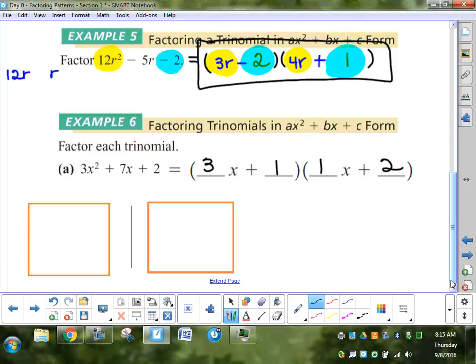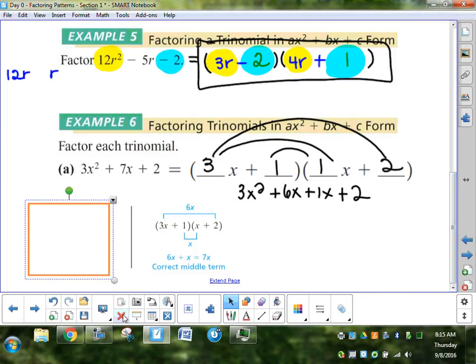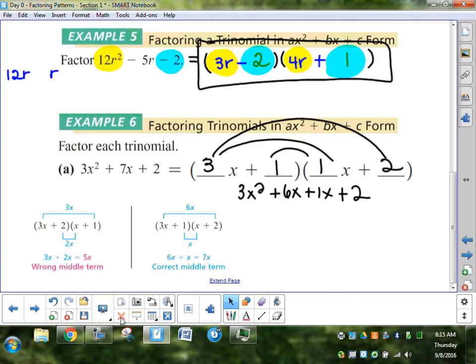Let's multiply this out. 3x times x is going to give me 3x squared. That takes care of my first terms. Now the outside terms are going to give me a positive 6x. The inside terms give me a 1x, and then the last terms give me a 2. Does that match what we needed to? There you go. You're good. Again, if you're going to do it, it's not going to work sometimes. That outside-inside, the arrangement's going to cause you either to get the right or wrong middle term. Questions on that one?